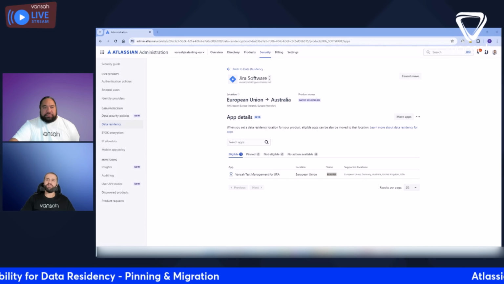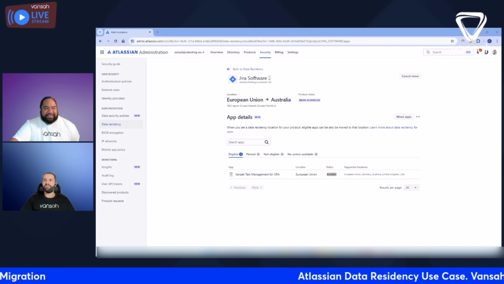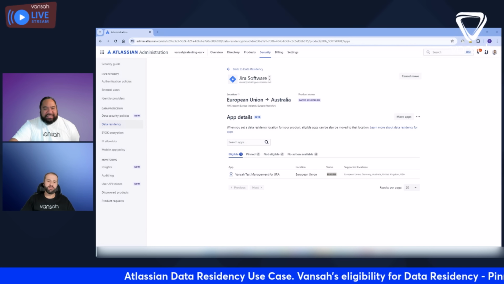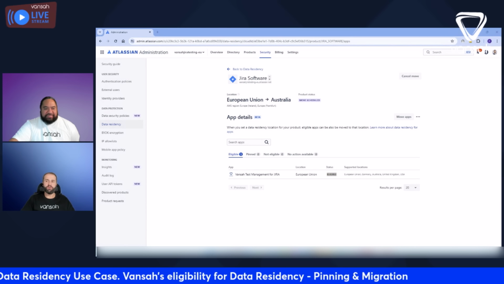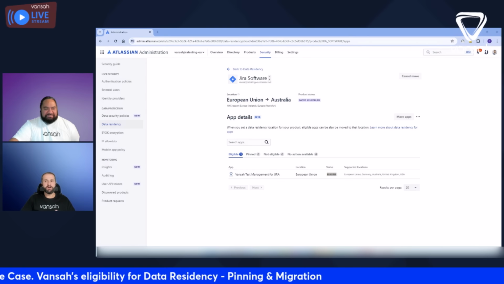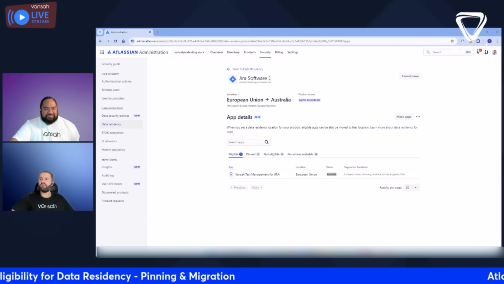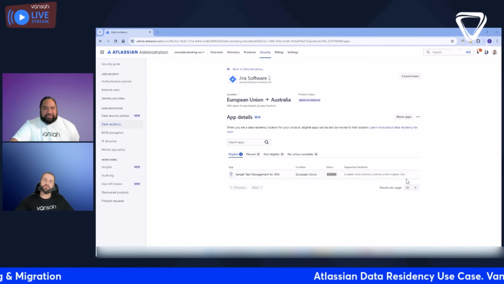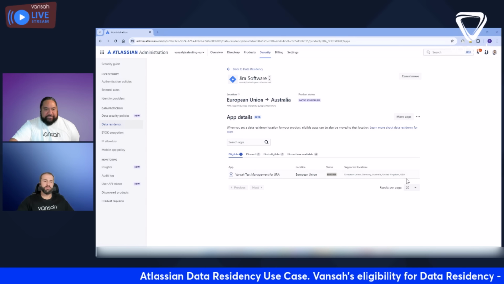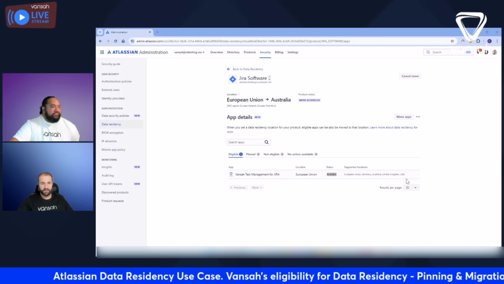Yes. Look, it's exciting times, as you said, Hala. And really for Vansah, just a quick wrap up: we're going to be supporting all of Atlassian's regions soon. For now, as we say here, it's the EU, Germany, Australia, UK, and USA, but we're soon to be adding Japan, and I think Canada is coming up.